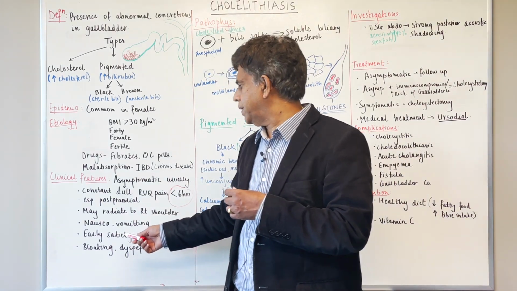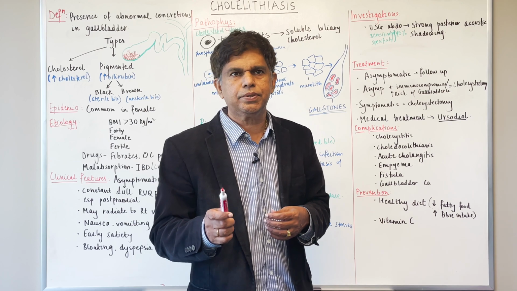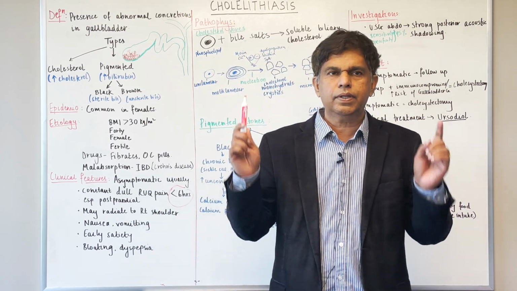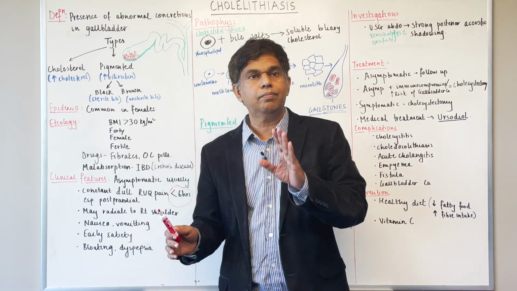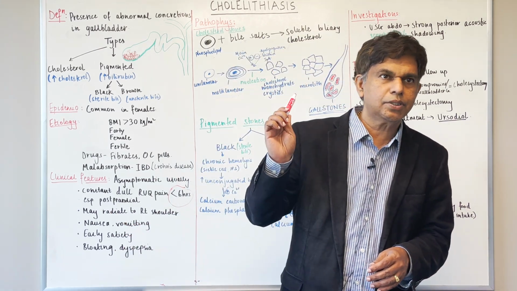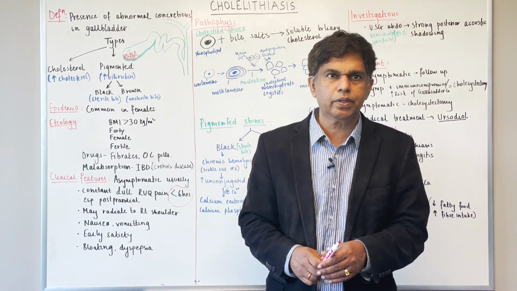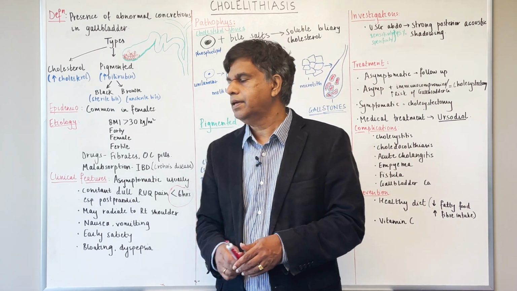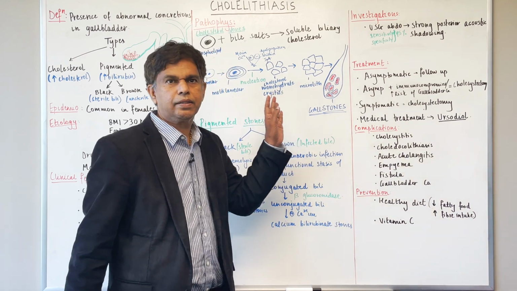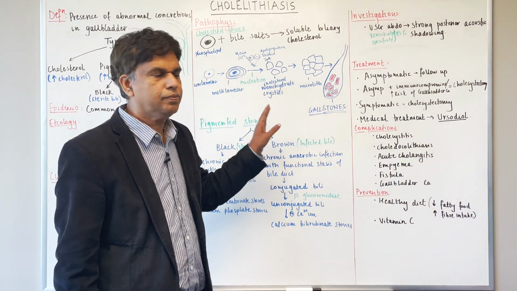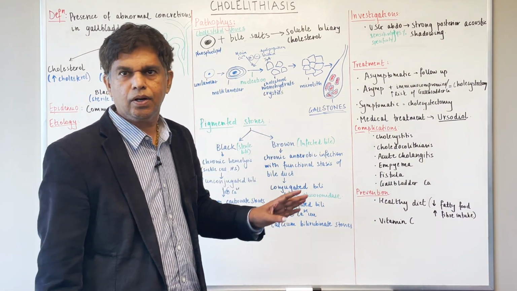And then nausea, vomiting, early satiety, bloating, dyspepsia, all of that, okay? Remember, one thing you have to remember, most of them remain asymptomatic. Right upper quadrant pain, remember the 6 hours, and remember radiating to the right shoulder. Okay, now, this is where the money is. We need to know about the pathophysiology. If you know this, I think you get everything about cholelithiasis.